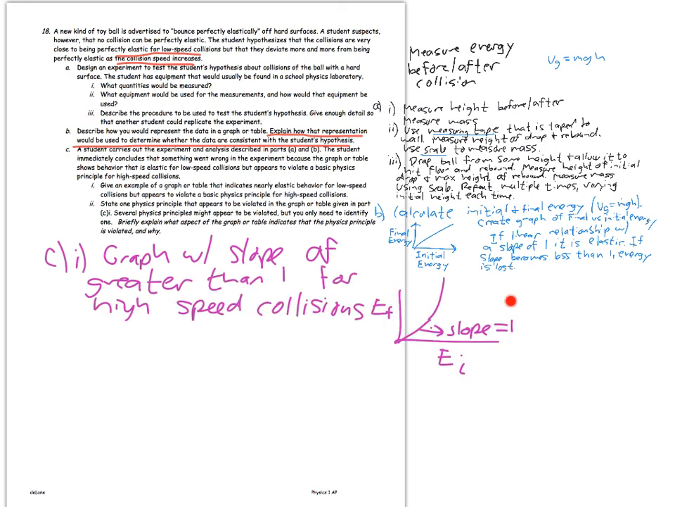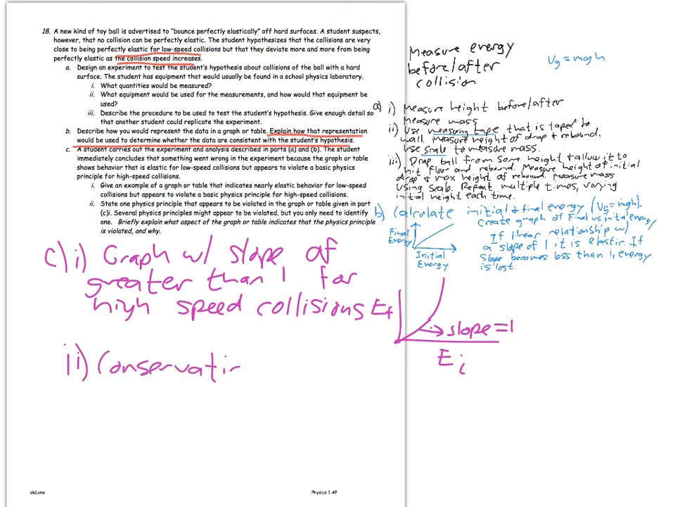And so here we have an example of what that graph would look like. We see it has a slope of 1 initially and then very clearly increases. And we want to talk about what basic physics principle that would be violated. The basic principle that would be violated would be conservation of energy.